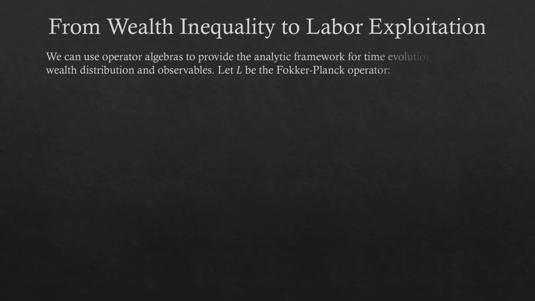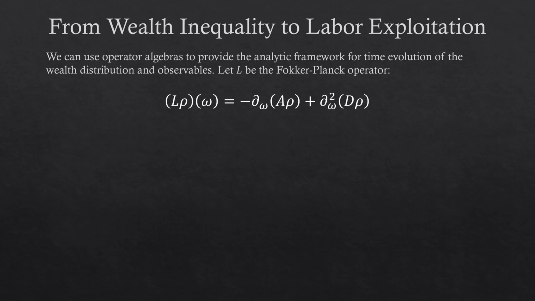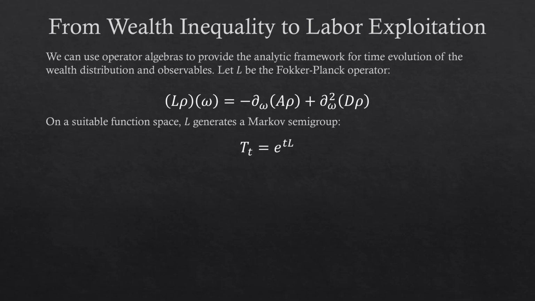We can use operator algebras to provide the analytic framework for time evolution of the wealth distribution and observables. Let L be the Fokker-Planck operator. It takes the same form as our regular Fokker-Planck equation; I'm just writing it out in operator form explicitly. On a suitable function space, L generates a Markov semigroup, e to the power of t times L, where rho sub t is equal to T sub t of rho naught.